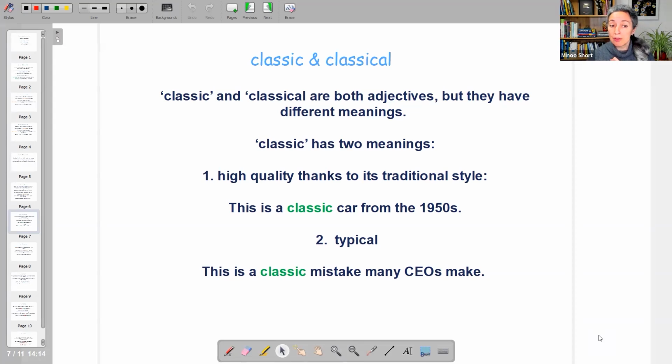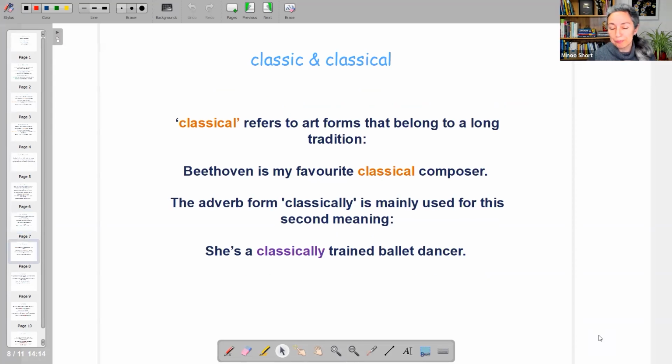Now, let's look at classical. Classical refers to art forms that belong to a long tradition. For example, Beethoven is my favorite classical composer. There is an adverb, classically, but it is again mainly used for this second meaning. For example, she's a classically trained ballet dancer.